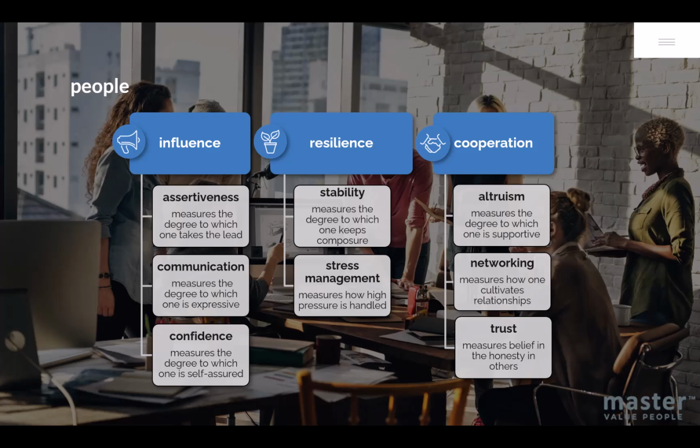So that was influence. Now we'll look at resilience. It's measured by stability and stress management, focusing on dealing with pressure and stress, but in 2 different ways. Stability measures the degree to which one keeps composure. A high score here indicates strong emotional control.